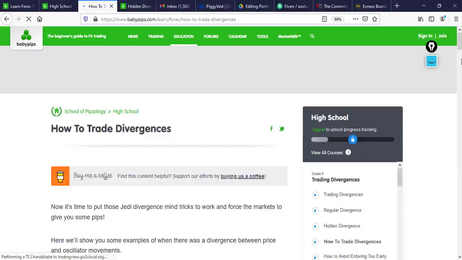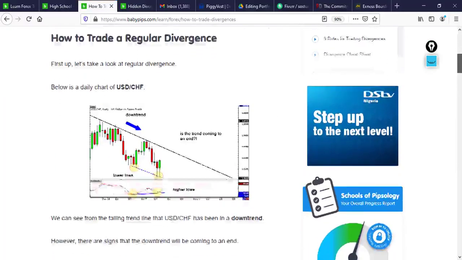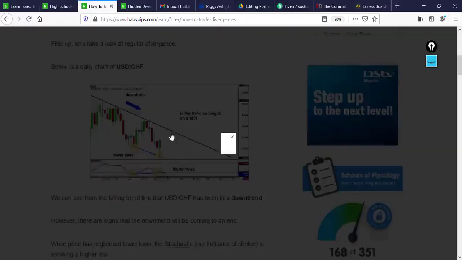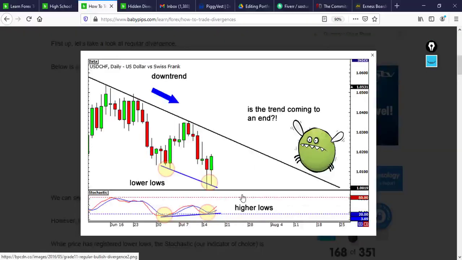So how are we supposed to trade divergences? First, let's look at the chart very well. This is the daily chart of the pair USD/CHF. As you can see, the price on the chart is making lower highs and lower lows, so we have lower highs, lower lows here, and a new lower low. However, the oscillator is making higher lows, because the first low and the second low are higher than the previous first low.